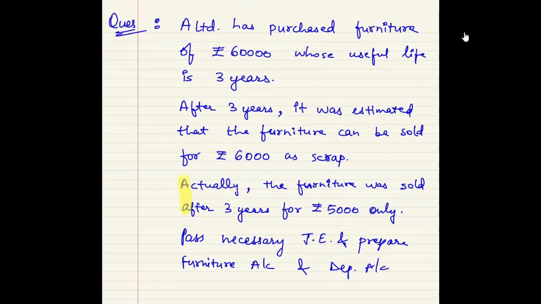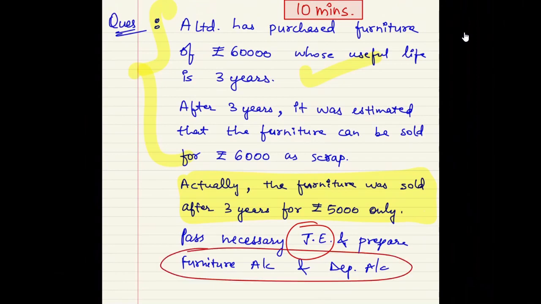Only the last part you can ignore right now, because I need to explain that to you. But for the whole upper part of the question, it is the same as what I have explained right now. So try this. I will give you 10 minutes; I think 10 minutes maximum is enough. Solve this full question by yourself. You need to pass the journal entries first, and then prepare the furniture and the depreciation account. Okay, start doing it now.